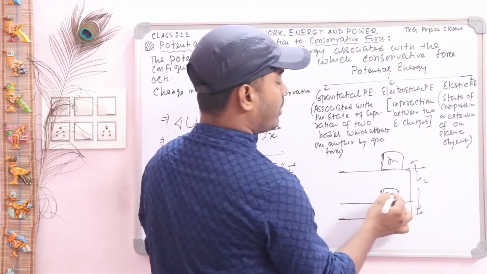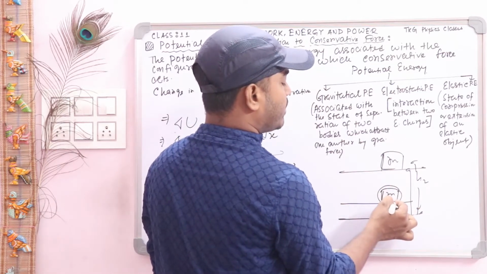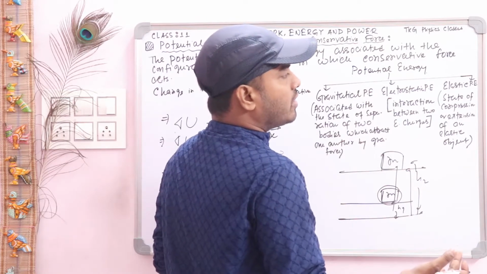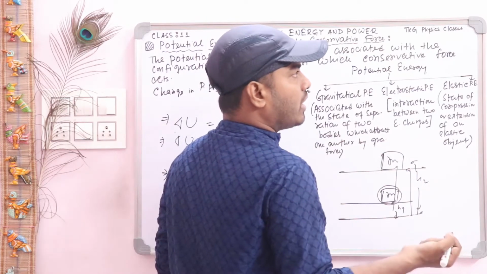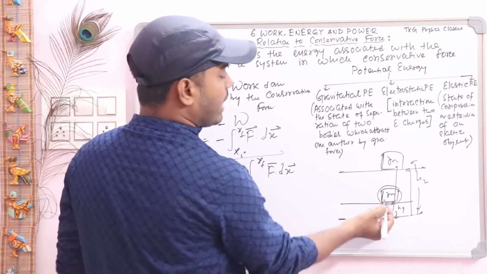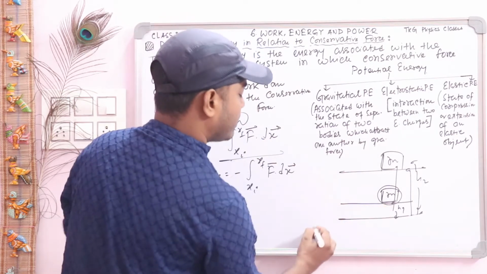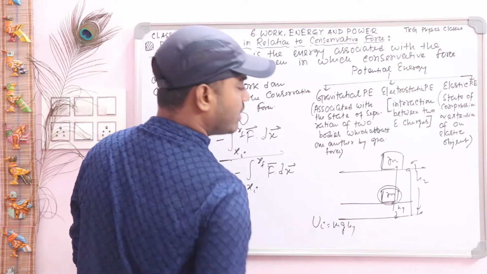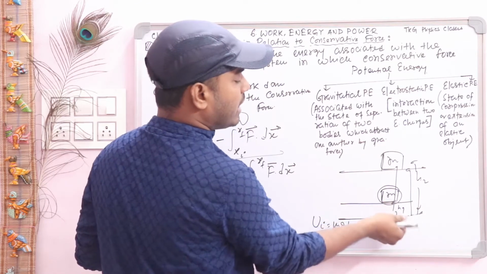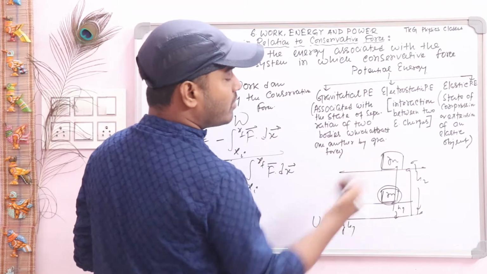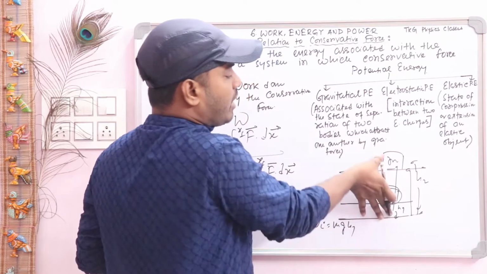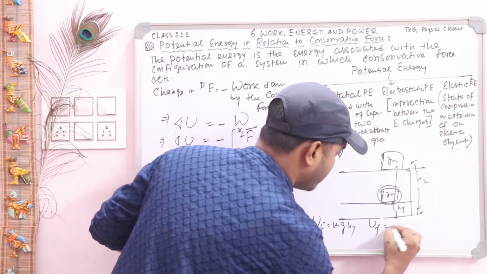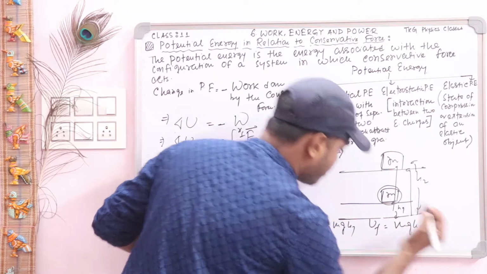Now, when the body rises from this position to this position, what is the change in potential energy? The initial potential energy is equal to mg h1, the weight of the body, that is mg, and the height, that is h1. And what is the final potential energy? The final height is h2, so Uf will be mg into h2.